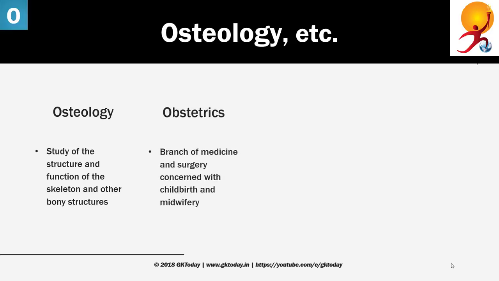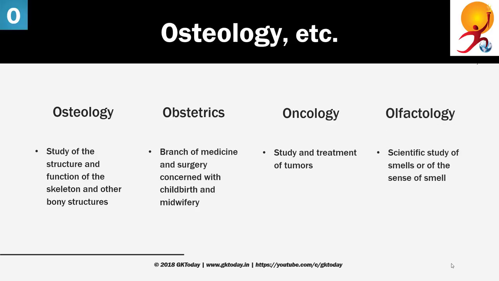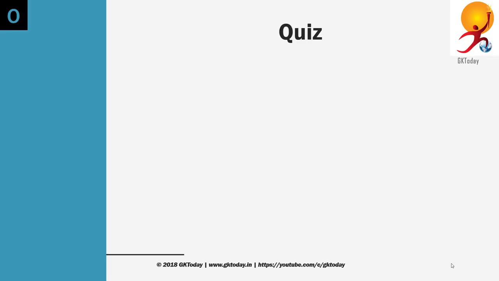Obstetrics is the branch of medicine that is concerned with childbirth. It includes surgery concerned with childbirth and midwifery as well. Oncology is the study and treatment of tumors. And olfactology is the study of smells and the sense of smell. Olfactory senses mean your sense of smell.